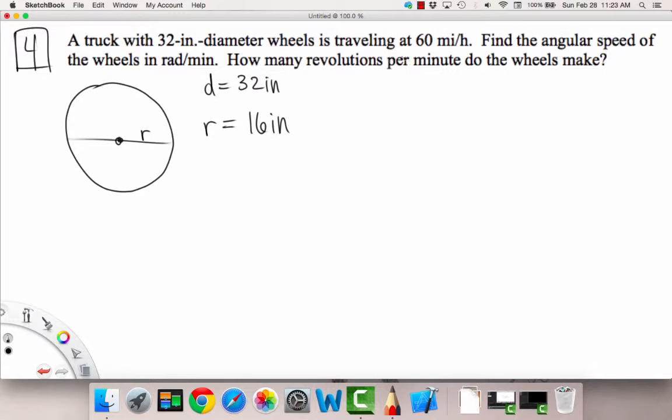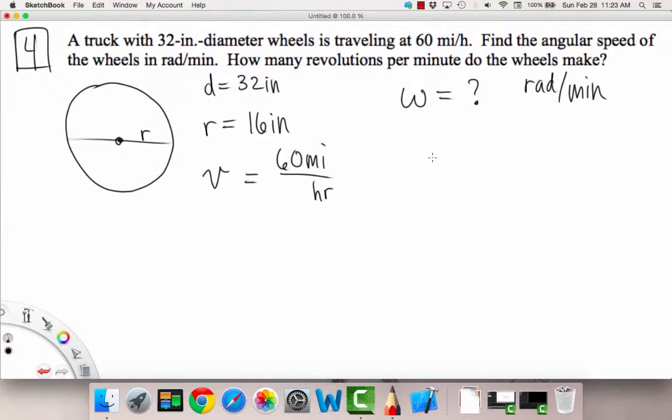And it says it's traveling at 60 miles per hour. And that gives us the linear velocity, right? So V is equal to 60 miles per hour. Okay? And it says to find the angular speed, so we want to figure out what is omega in radians per minute. That's what we really want, okay? And then it asks another question as well.